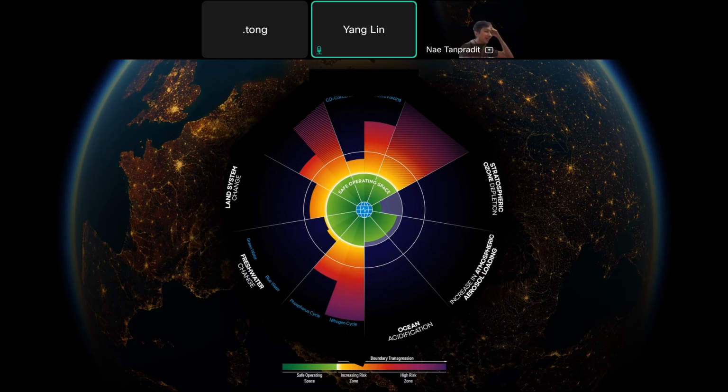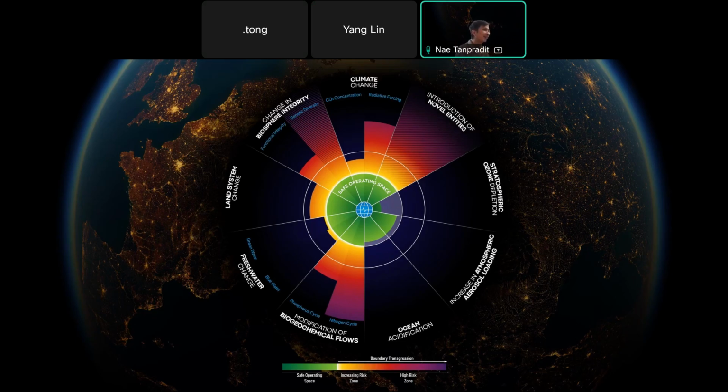Have you ever heard of any of these aspects, any of these boundaries? Is any of them new to you? In some categories, it's new for me, like ocean acidification. I think the ozone depletion. Have you heard of this before? I also heard about it, but I never heard of anyone calculating it. But this one, we are in a very green zone. I will tell you why then.